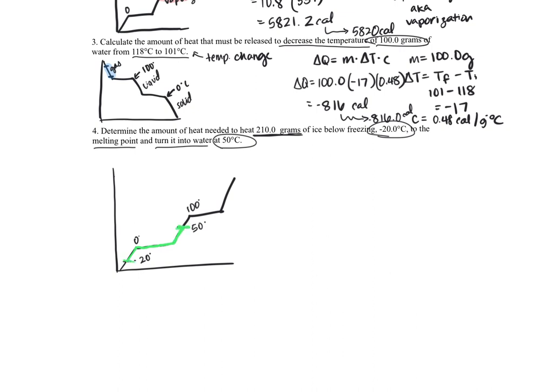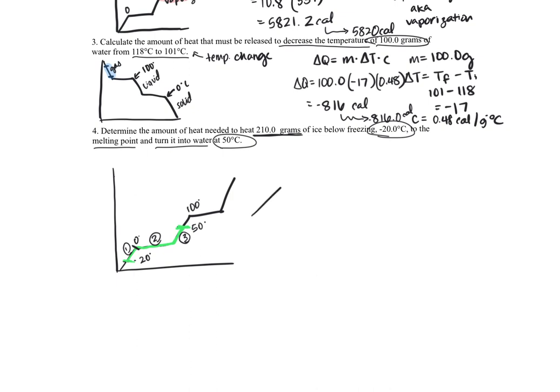So if I want to look at how these temperatures are changing over time, in the initial section, I'm at negative 20 degrees Celsius, I have to bring it up to 0 degrees. That's going to be my first equation I do, bringing it from negative 20 to 0. Then I'm going to have a phase change, which is melting. So that's going to be that horizontal portion of the graph. And then finally, I'm going to be raising it from 0 degrees up to 50.